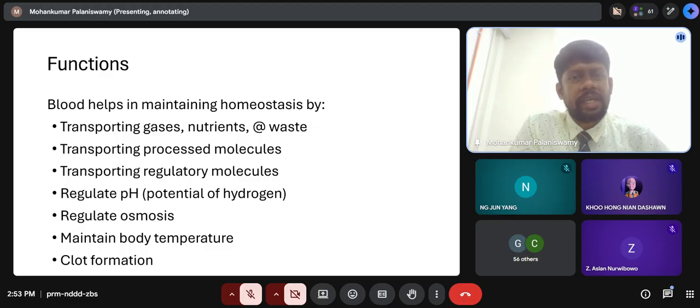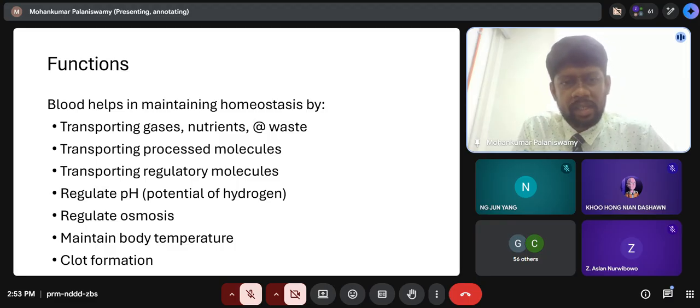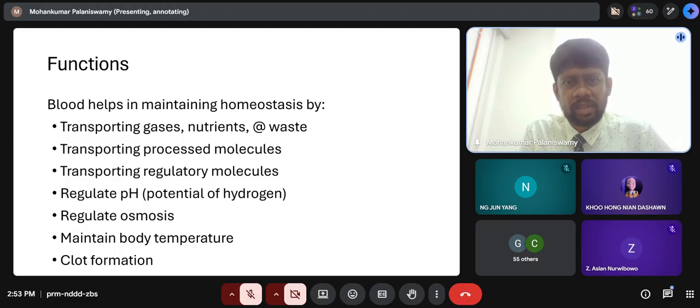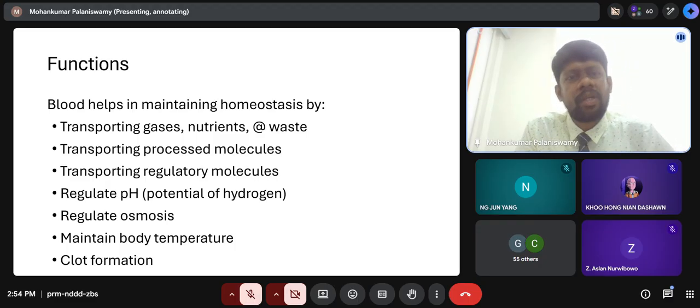One is transporting the gases, nutrients, and waste. Then transporting processed molecules, then transporting the regulatory molecules, then regulating the pH level, that is the potential of hydrogen present in the blood, then regulating osmosis, then maintaining the body temperature, and forming a clot. So these are all the possible functions of blood: to transport gases, nutrients and waste, processed molecules, and regulatory molecules. Does anybody know the difference between processed molecules and regulatory molecules?